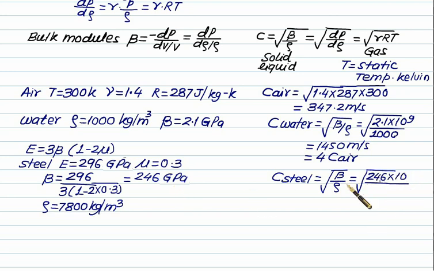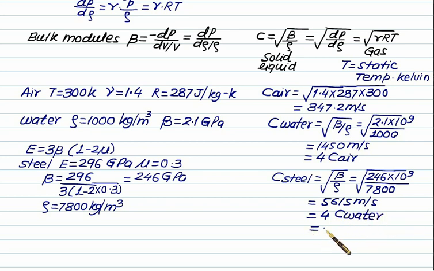So we have 246 into 10 to the power 9 divided by 7800. Calculate the velocity of sound in steel is close to 5615 meter per second, which is almost the same as 4 times of velocity of water. So this is 4 times the velocity of sound in water, or will be 16 times the velocity of sound in air at ordinary condition.